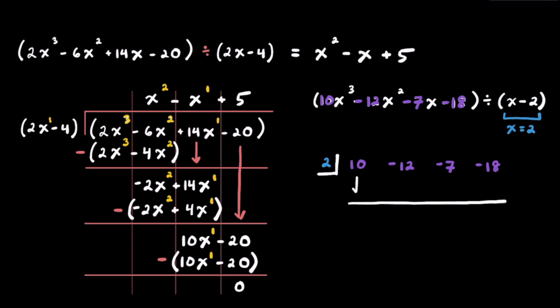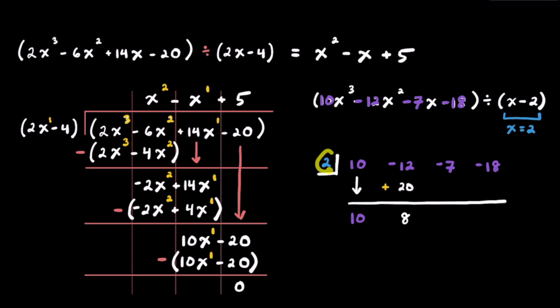So we're going to bring this 10 straight down. That's always going to be the first step. Just bring it straight down. Then we're going to take this 2 on the side, multiply it by 10. That's going to equal 20. So let's go ahead and put a 20 right underneath this negative 12. All right. Next thing we're going to do is add this column together. So negative 12 plus 20, that's going to equal 8. Let's go ahead and write that right over here.